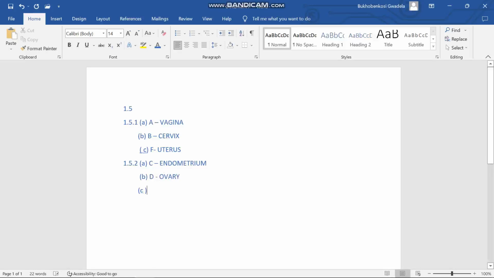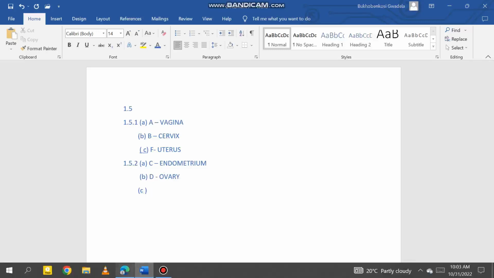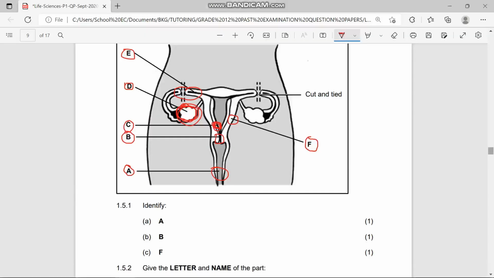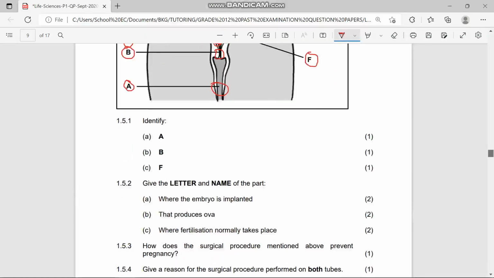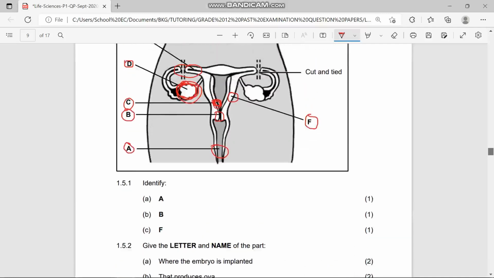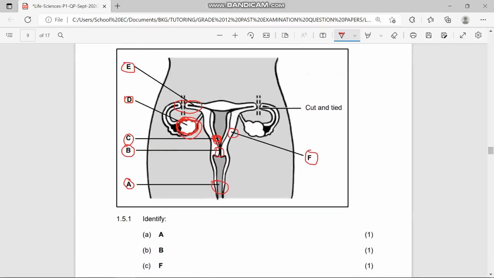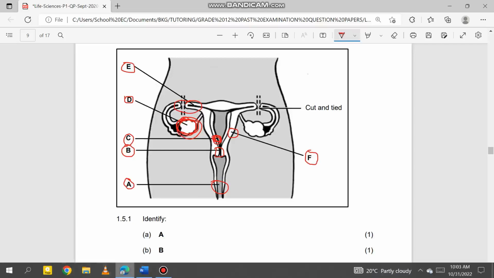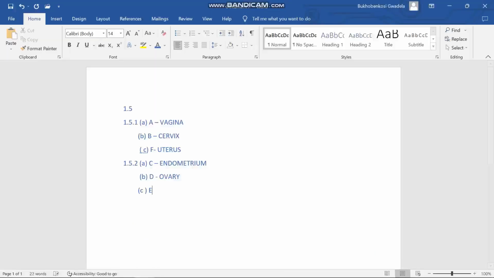The last one, 1.5.2, says where fertilization normally takes place. Fertilization takes place at E, which is the fallopian tubes. At E, fallopian tubes. Okay, let's move to 1.5.3.